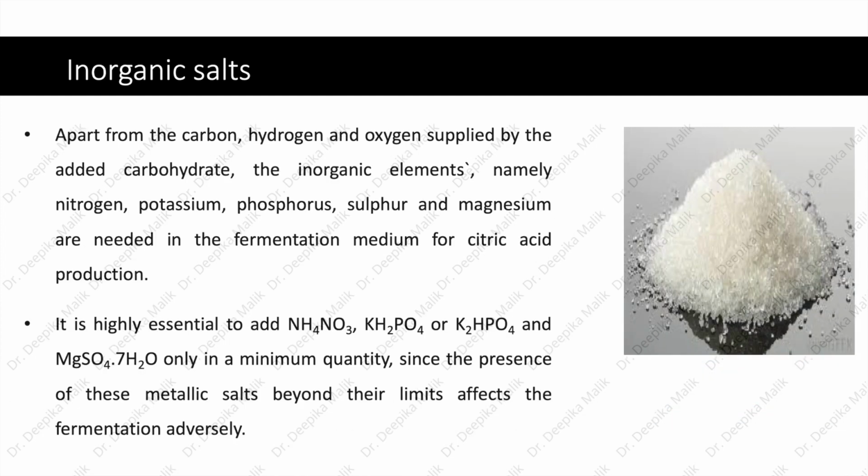Next important components are inorganic salts. Apart from the carbon, hydrogen and oxygen supplied by the added carbohydrate, the inorganic elements namely nitrogen, potassium, phosphorus, sulfur and magnesium are needed in the fermentation medium for citric acid production. It is highly essential to add ammonium nitrate, potassium dihydrogen phosphate, dipotassium phosphate or magnesium sulfate heptahydrate only in a minimum quantity, since the presence of these metallic salts beyond their limits affects the fermentation adversely.